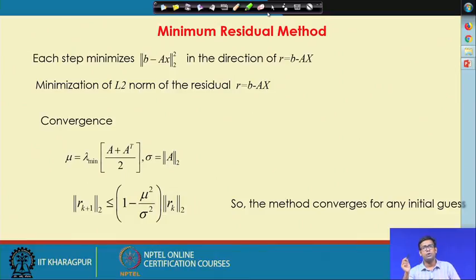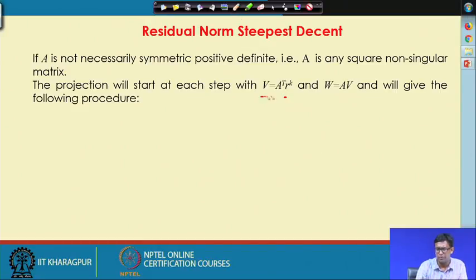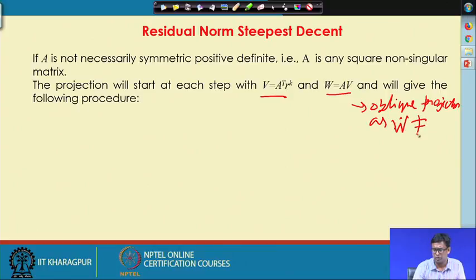If we have a general matrix, A is not necessarily symmetric, not necessarily positive definite. If it is any square non-singular matrix, the projection method will start at each step with V equal to A transpose r k and W equal to A V. So, this is also an oblique projection, as W is not equal to V. This is also an oblique projection method.